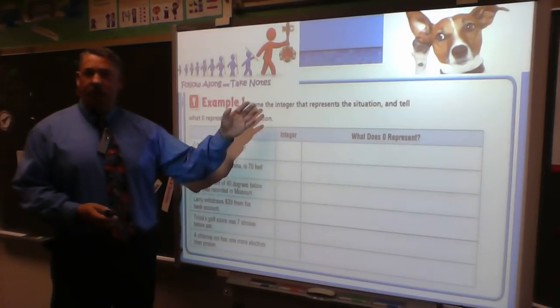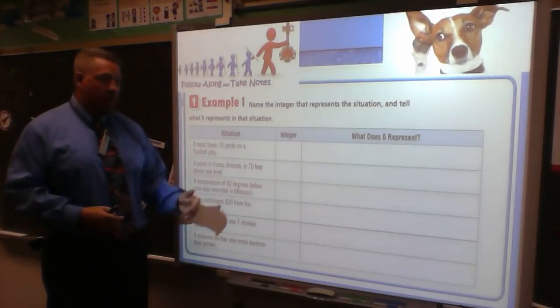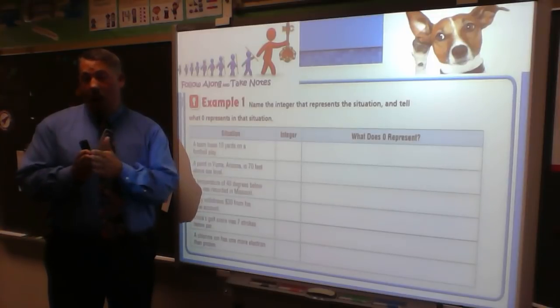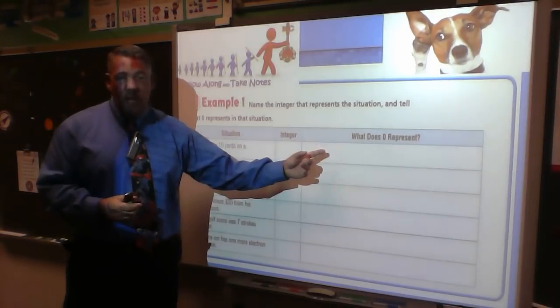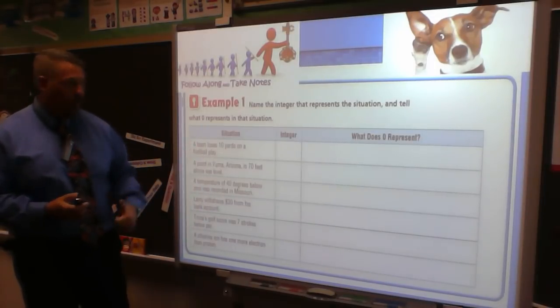The first thing I have to do is identify the integer that is in the math problem. The integer, once again, is the positive or negative number. The 0, our balance in the middle. How does it relate, or what would it be? What would be represented by this scenario that we're given?